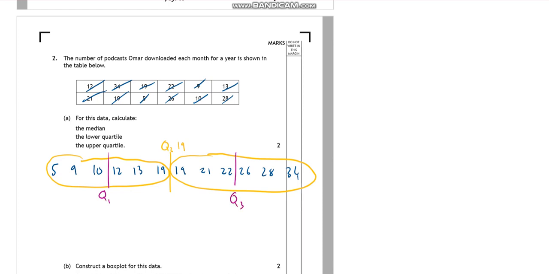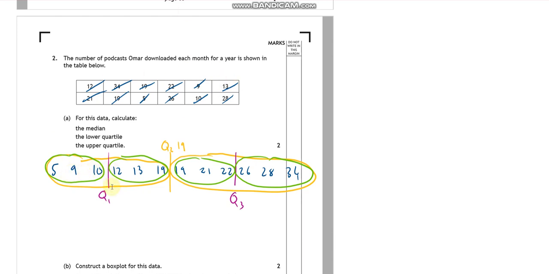So what I've done, by dividing it into its quartiles, is I have got 4 equal sets of data. There's 3, there's 3, there's 3, and there's 3. 4 equal sets of data. That's the whole point of your quartiles. Each of those should be the same size.